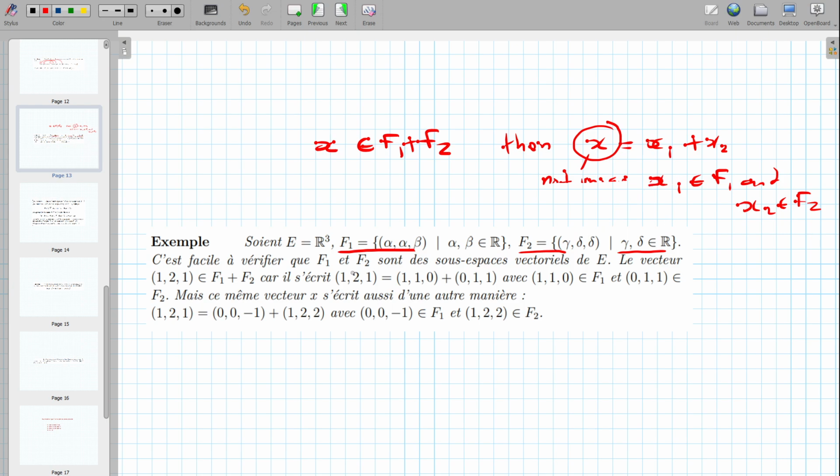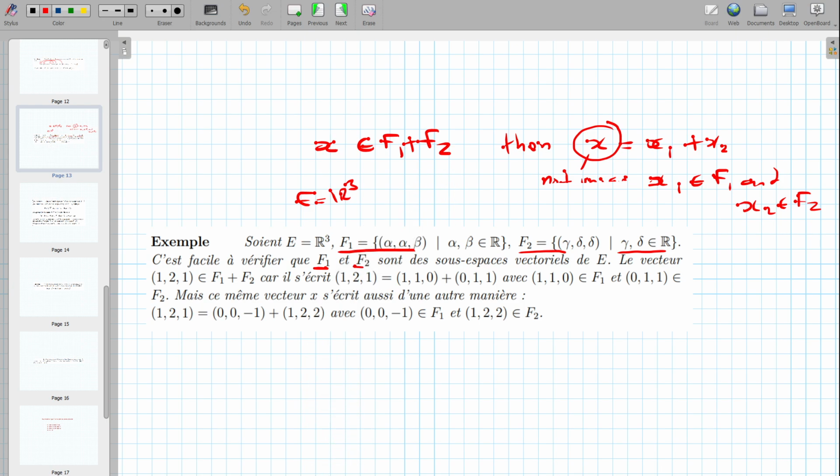So this is what we have here. So here they are saying it's easy to verify that f1 and f2 are subspaces of E. Now what is E? E is equal to R3. Now let me remind you that R3 is the set of vectors that have three components. So there's a component here, then there's a component here, and then there's a component here. So they have three components, right?